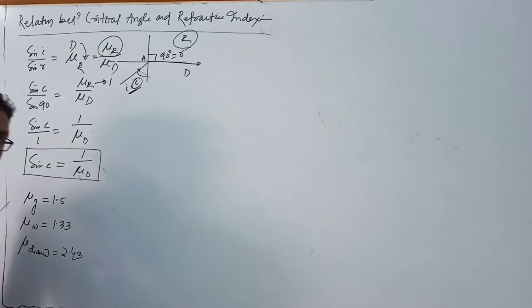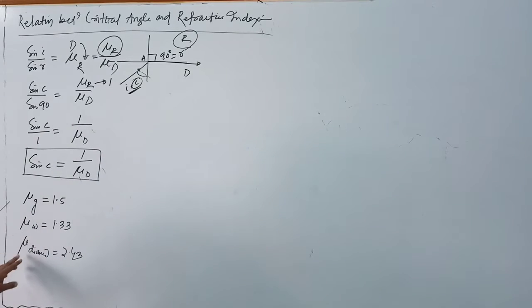2.43. This is the refractive index. So if you compare the refractive index of diamond with the other two, the refractive index of diamond is greater, so its critical angle will be smaller.